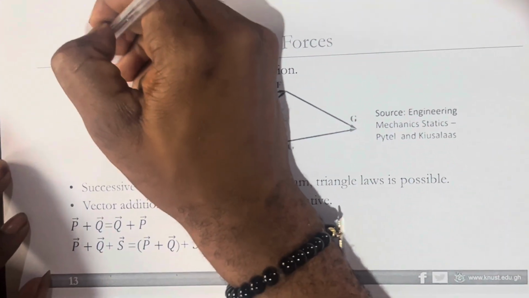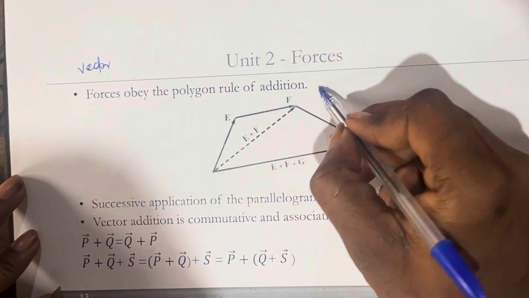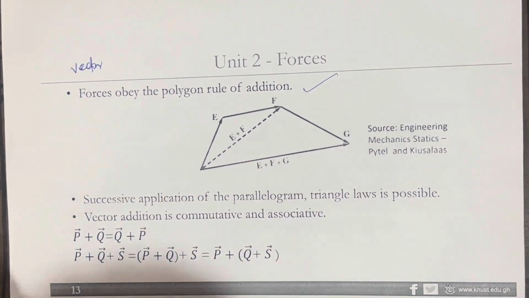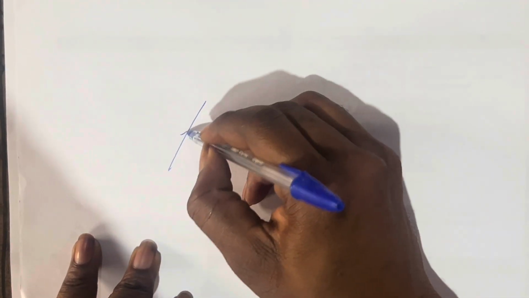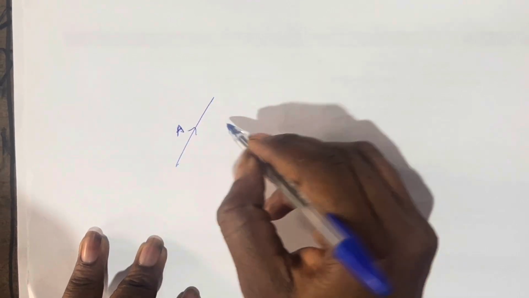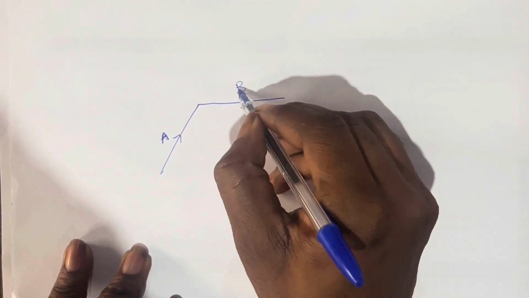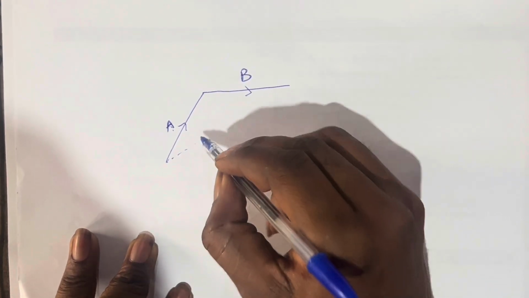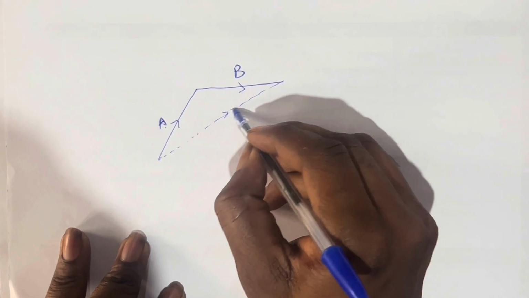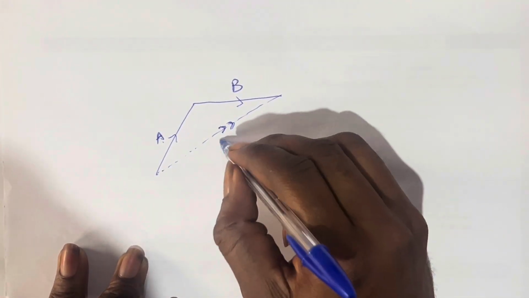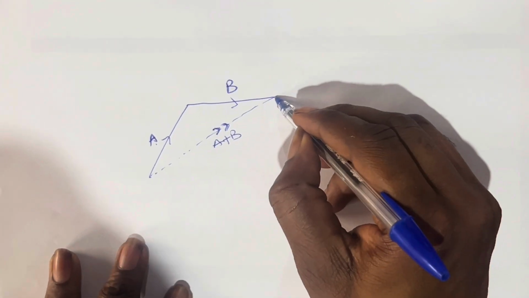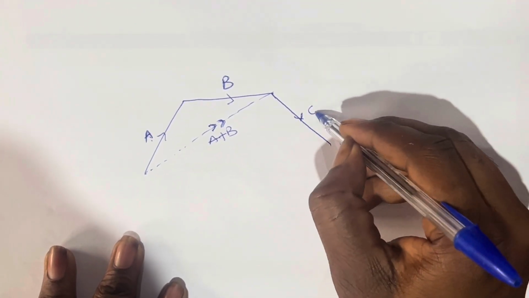We say vector forces obey the polygon rule of addition. The polygon rule of addition. So let me just do it simple here so that you know. First of all, let's say we have A, and let's say we have this structure as B. So we have vector A, we have vector B. So we say in triangular law, the third side that closes them following this direction will be our A plus B. So let's say we also have another vector connecting from vector B, and we call that vector C.